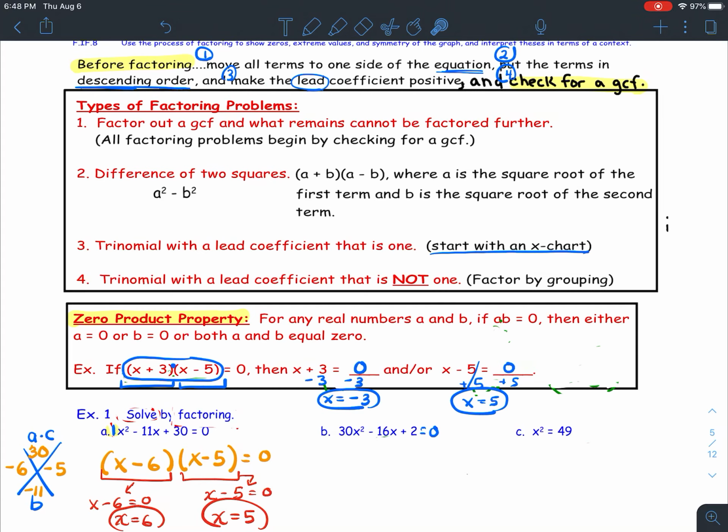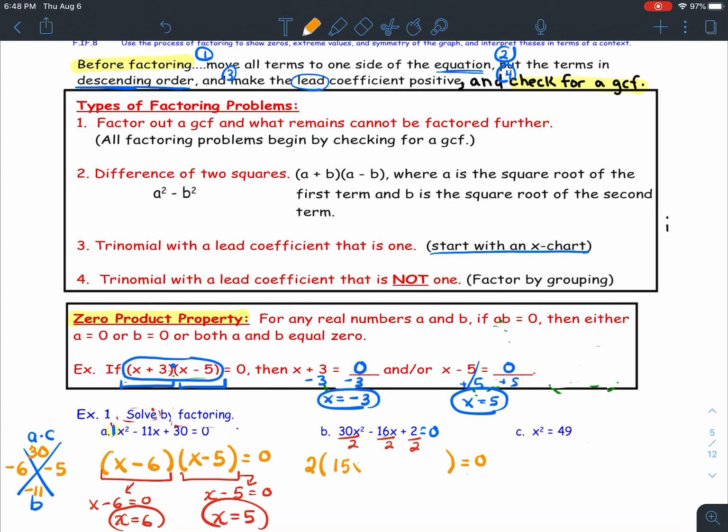Okay, here we can see that all the terms have already been moved to one side. It looks like they are in descending order. My lead coefficient, that's my 30, it's positive, so I don't need to factor a negative out of everything. However, it does kind of feel like there is a GCF that we could pull out of all 3 of these terms. 30, negative 16, and 2. I think I could remove a 2 from all 3 of those terms.